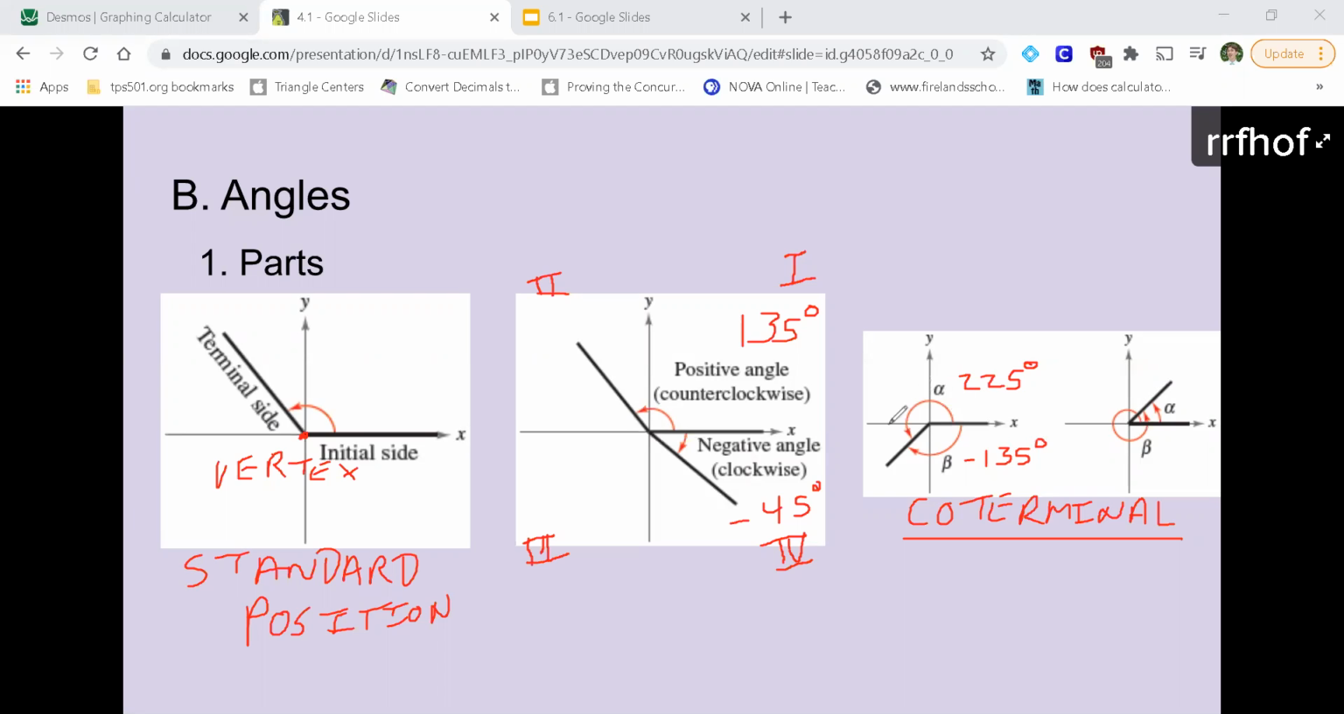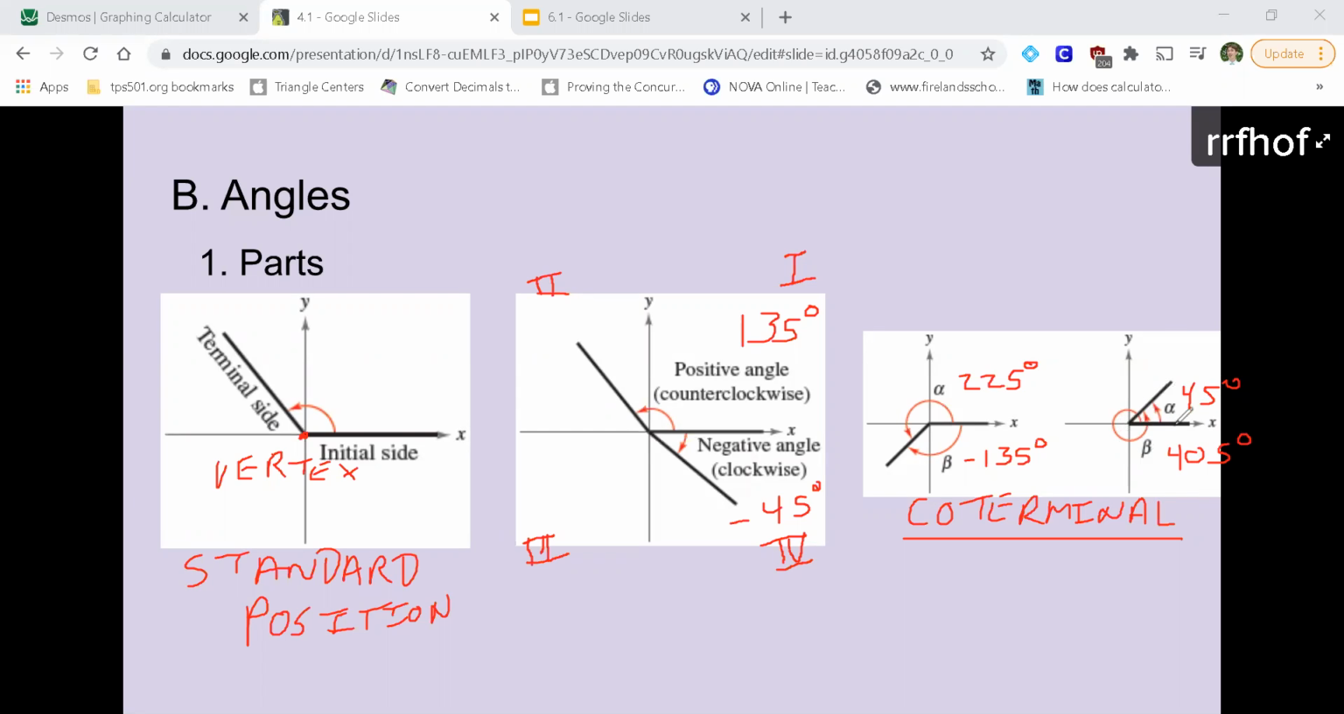There's actually an infinite number of coterminal angles that start at the positive x-axis and end here. That's kind of illustrated by this second example. So you can see that angle alpha here is about 45 degrees. But angle beta goes completely a full revolution and then continues and stops at that same spot. So angle beta is 405 degrees.